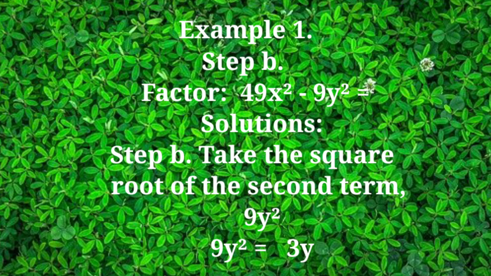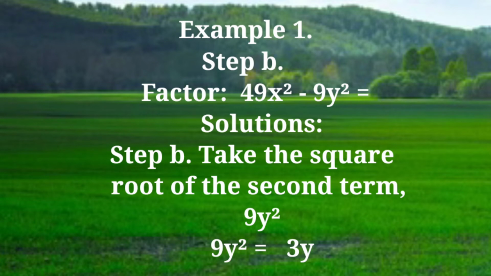Example number 1. Step B. Factor 49x squared minus 9y squared. Solutions. Step B. Take the square root of the second term. The square root of 9y squared equals 3y.